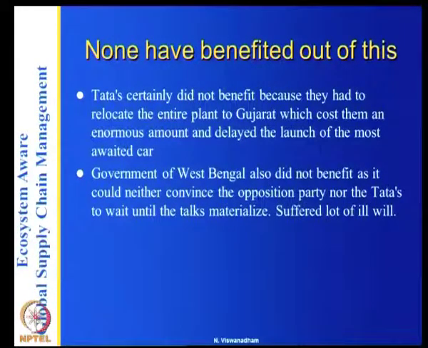And the government of West Bengal also did not benefit, as it could neither convince the opposition party nor the Tatas to wait until the talks materialize. And it suffered a lot of ill will because a lot of companies which basically wanted to establish, along with once the Nano is successful, the New York Times headline says the world is waiting for Nano to come out. Then once this has happened, and Tatas have a lot of reputation, and they have industries all over India, so if they cannot do it, who can do it? So that's the kind of logic that has given a lot of ill will to the state of West Bengal.